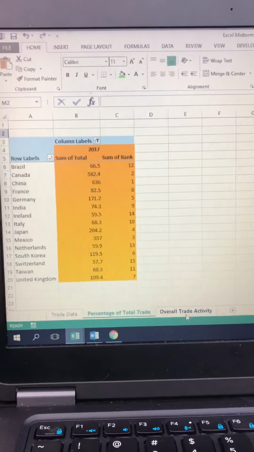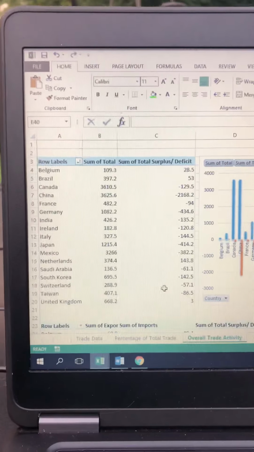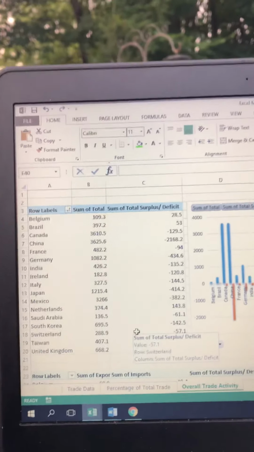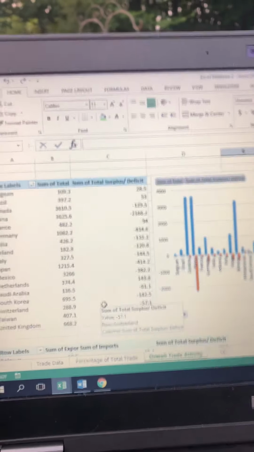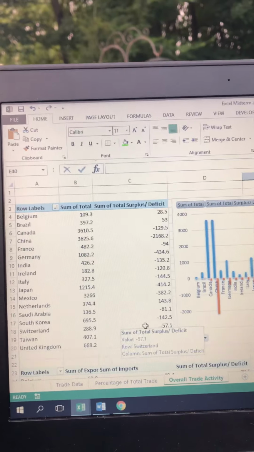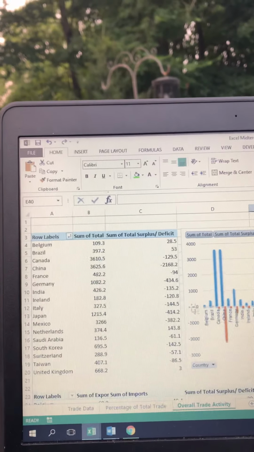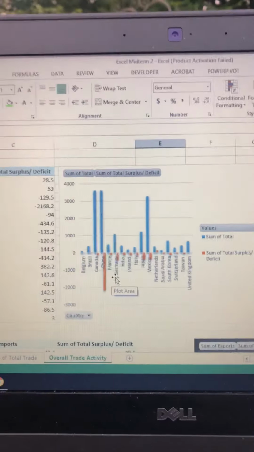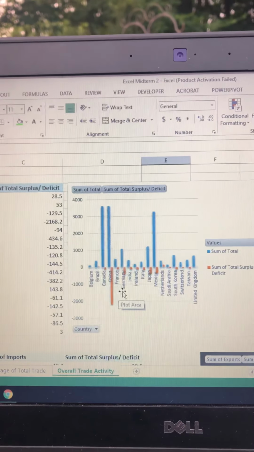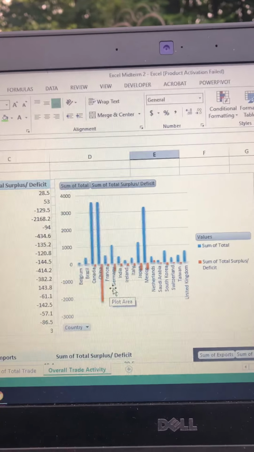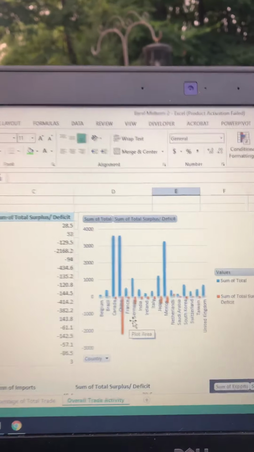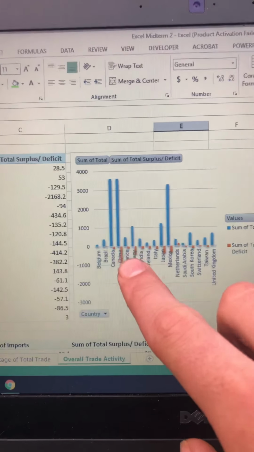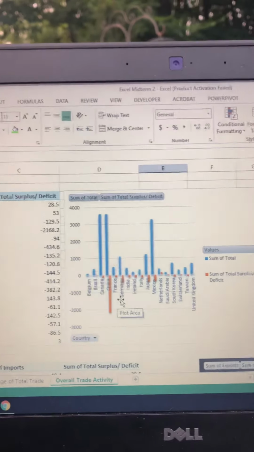Okay, so now for the next tab, overall trade activity. The overall trade activity is showing a sum of the total surplus and deficit that the U.S. experienced from trading with each counterpart from 2013 to 2018. And as you can see by taking a direct look at the chart, we've been overwhelmingly defeated by China when it comes to trade because our sum of total is right there, the sum of the total deficit that we're in with them.